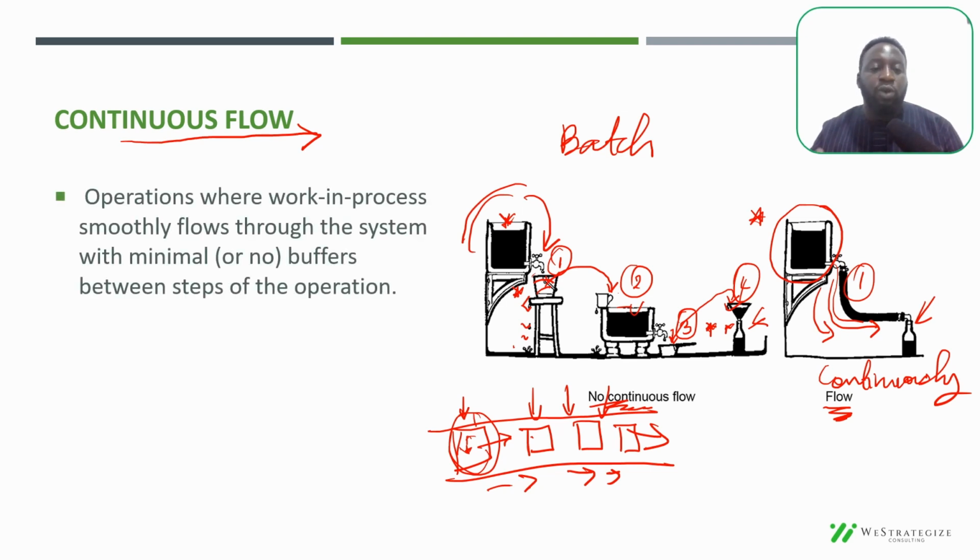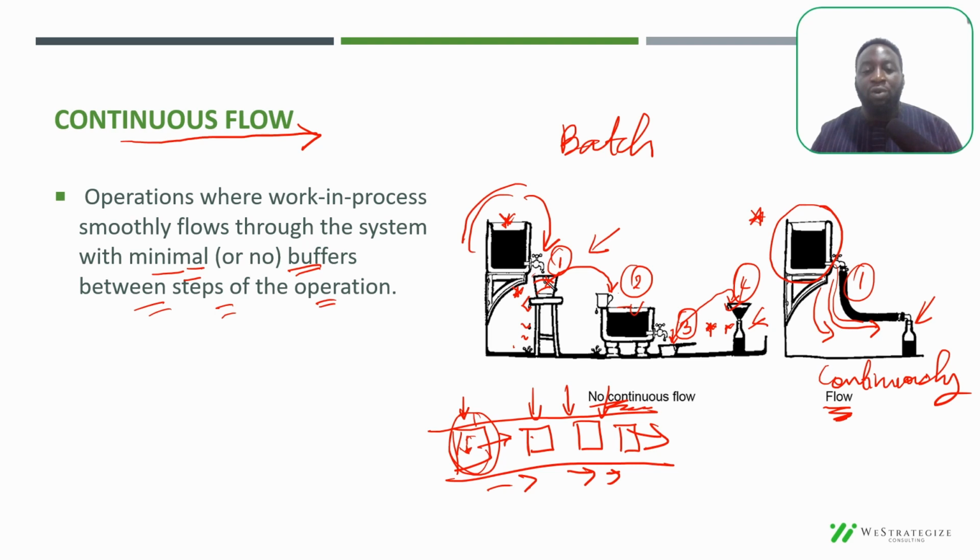So we say operations where work in process smoothly flows from the system with minimal, right? And that's the key word, with minimal or no buffers between steps. That's what continuous flow is, right? And there are a lot of advantages to this. There is no waiting, you are not having excess inventory, right? Because that's another issue with no continuous flow.